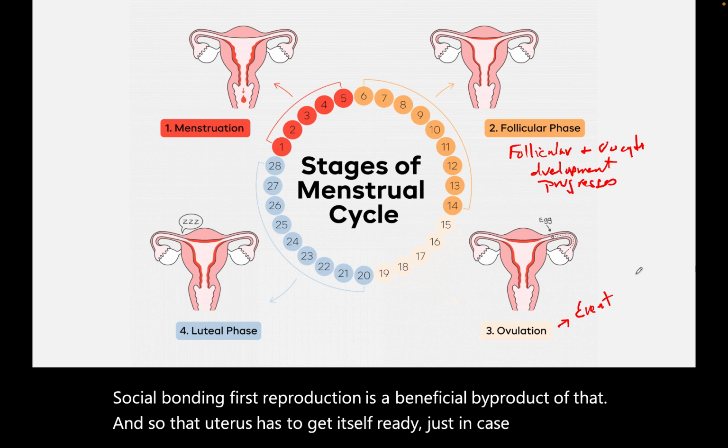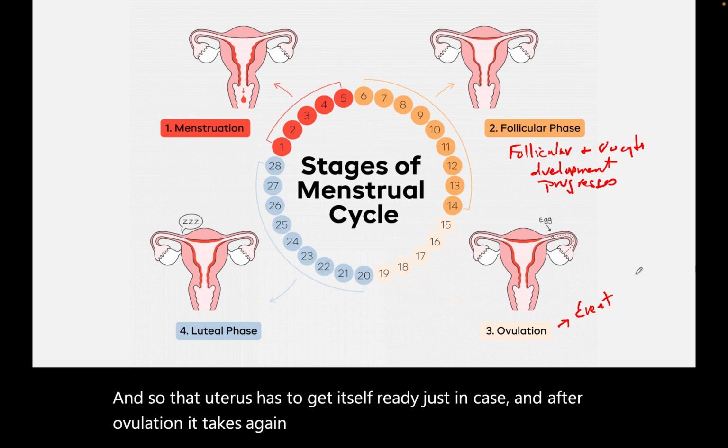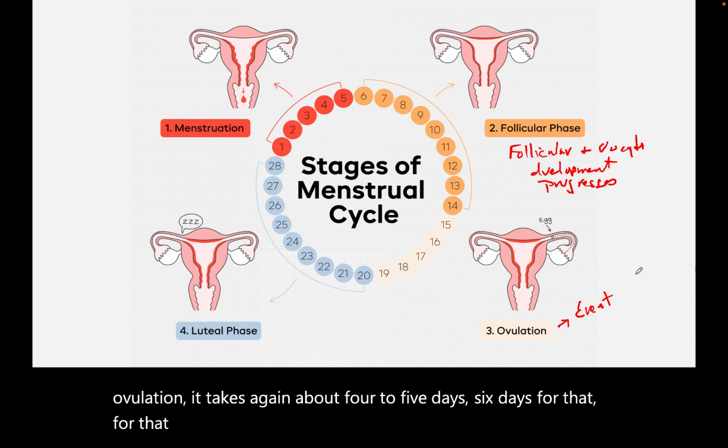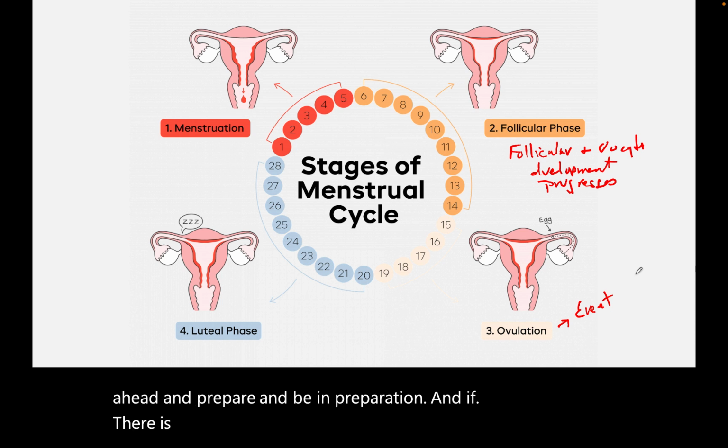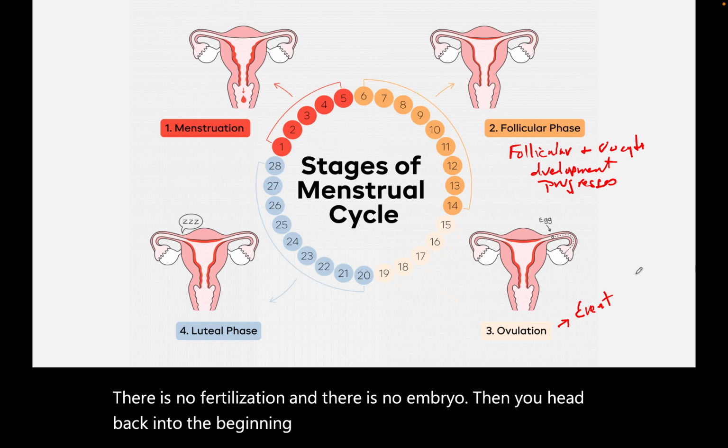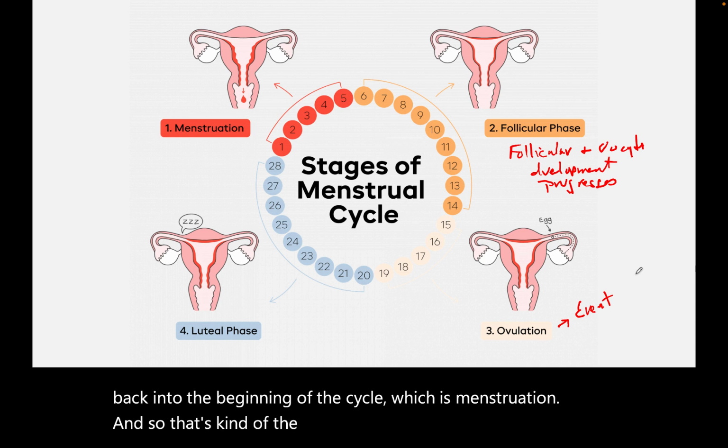And after ovulation, it takes, again, about 4 to 5 days, 6 days for that ova to reach the uterus. So the uterus has some time to go ahead and be in preparation. And if there is no fertilization and there is no embryo, then you head back into the beginning of the cycle, which is menstruation. And so that's kind of the overall view of what we are looking at when we talk about the menstrual cycle.